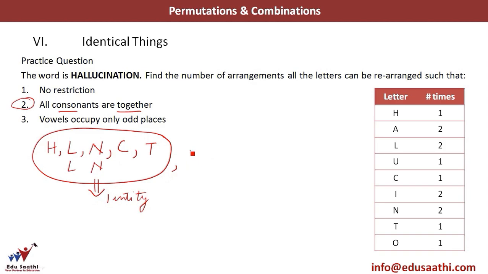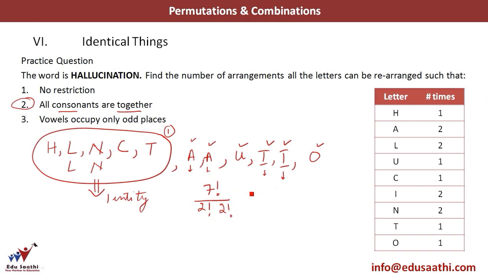And what are the rest of the letters? I have 2 A's, 1 U, 2 I's and 1 O. So how many letters do I have now? This is 1, 2, 3, 4, 5, 6 and 7. So I'll write here 7 factorial divided by 2 factorial because A occurs twice, and then I occurs twice, so I again divide by 2 factorial.